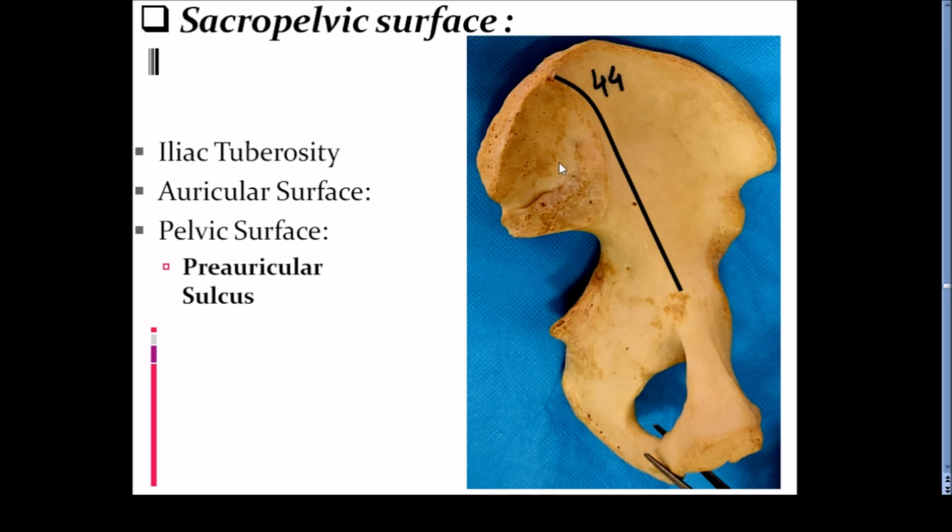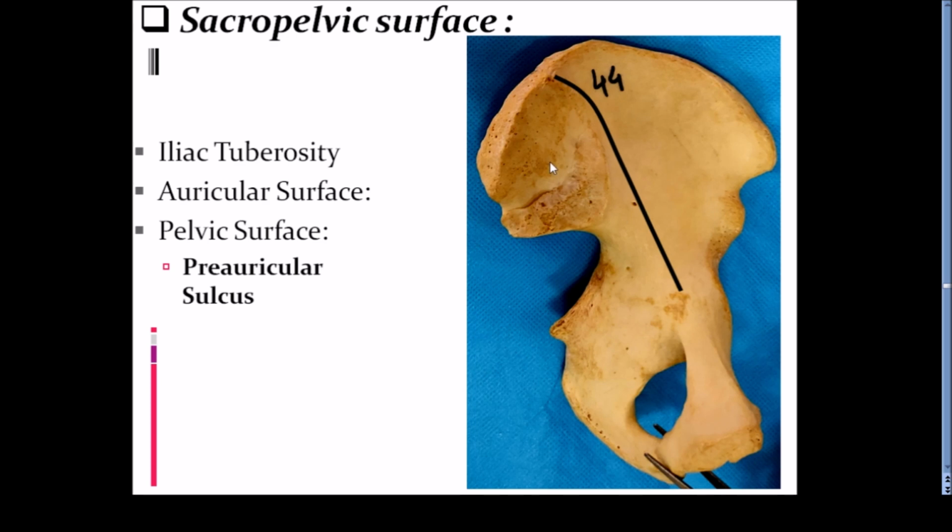Anterior inferior to this iliac tuberosity is the articular surface. This articular surface articulates with the sacrum, forming the sacroiliac joint. The pelvic surface is smooth and lies anterior inferior to this articular surface. So this is the pelvic surface of the ilium bone.